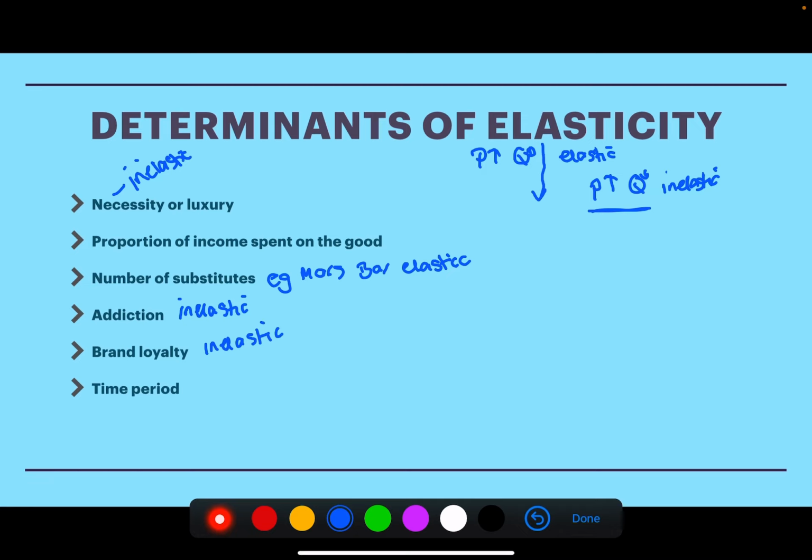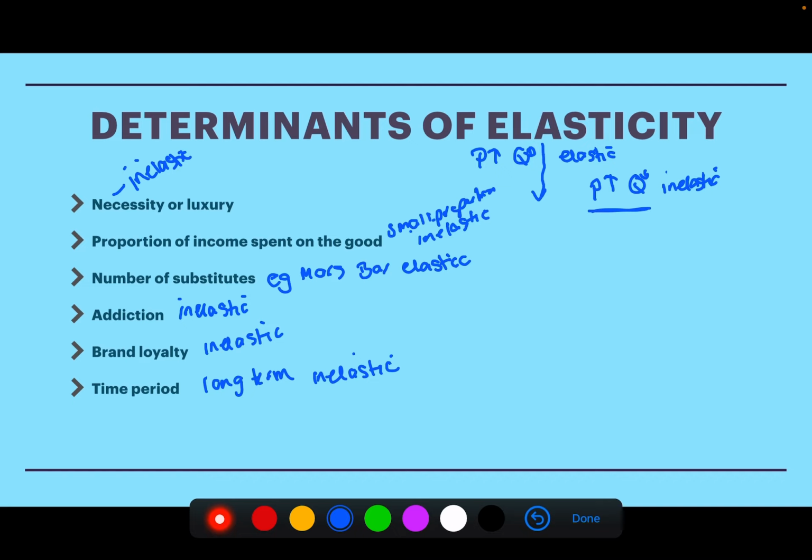And time period. Well, the longer you have to adjust, the more elastic something's going to become. So for example, if petrol goes up in price, initially you're going to carry on buying the petrol, but maybe in the longer term, you might switch to an electric car. So in the long term, demand is going to be more elastic. We didn't write anything for the second one. So small proportion of income is inelastic.